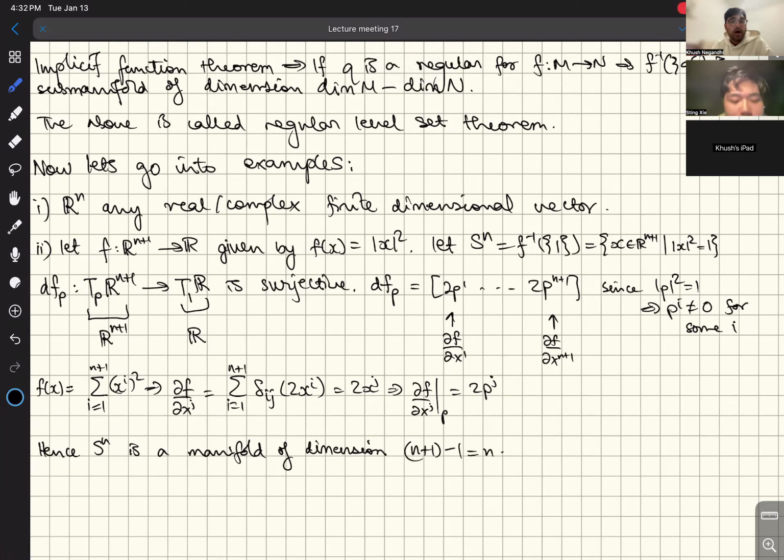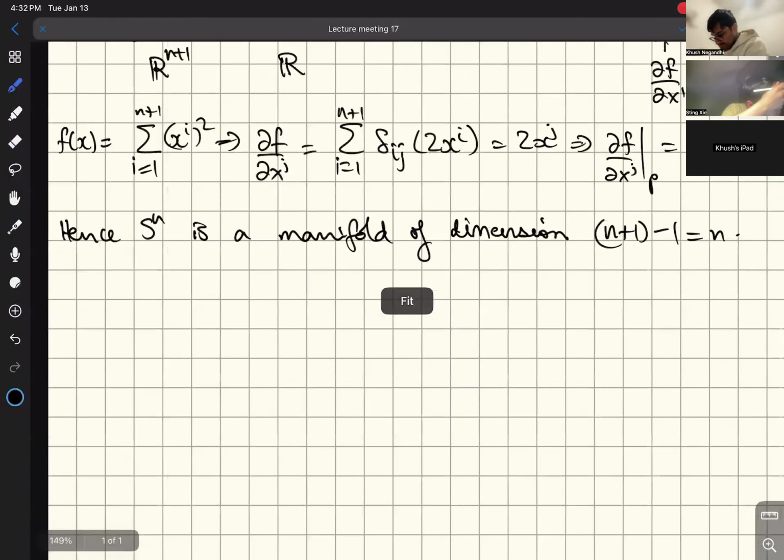Okay. Are there any questions regarding this? Because this is a very, very important example, and it serves as the stepping stone into how you use the regular level set theorem to generate a bunch of manifolds. Okay, so let's move on.